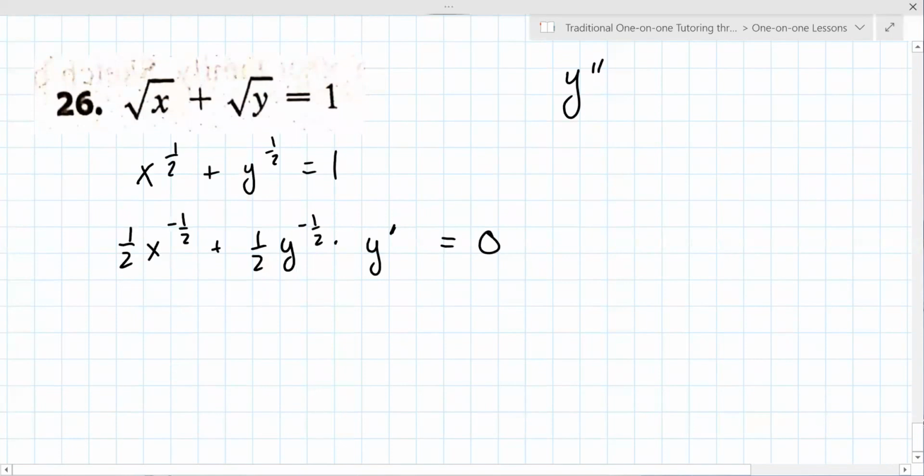Now, when you're doing y double prime, you have to stop at this line, and this is where you continue for y double prime. I know normally we solve for y prime, and we will absolutely solve for y prime here, but over here on the right, we're going to take the derivative again of this line.